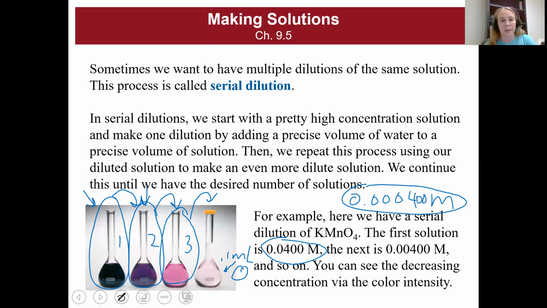So that color fading towards colorless means that our concentration is decreasing towards a concentration of 0, which is just water. No more potassium permanganate in our solution. So as the color decreases towards colorless, your concentration is decreasing towards 0.